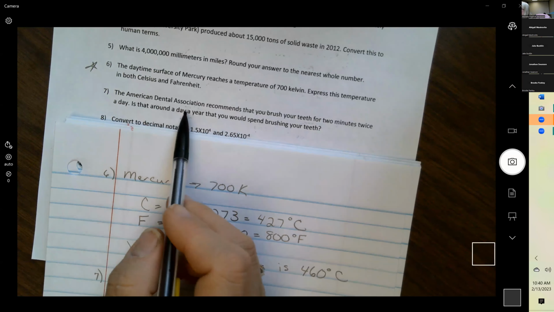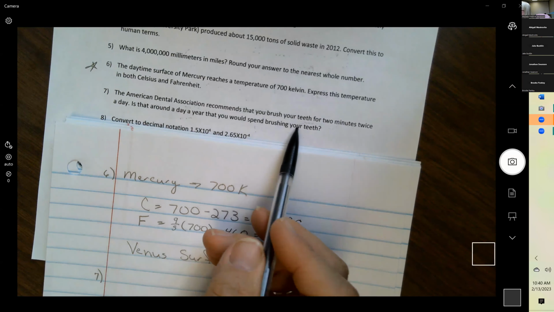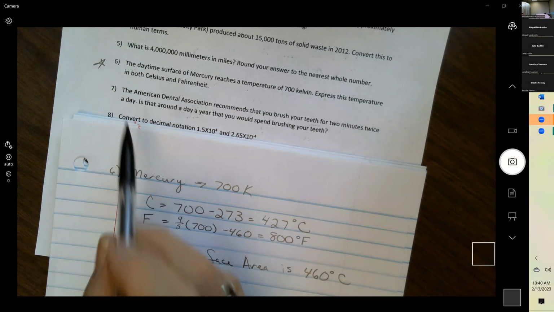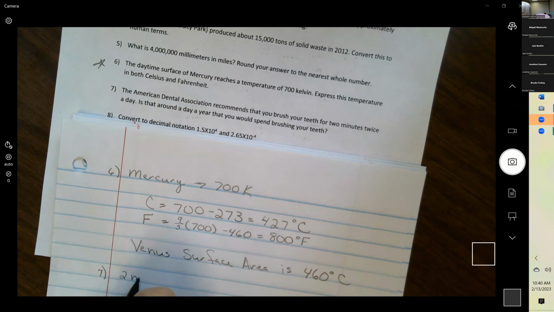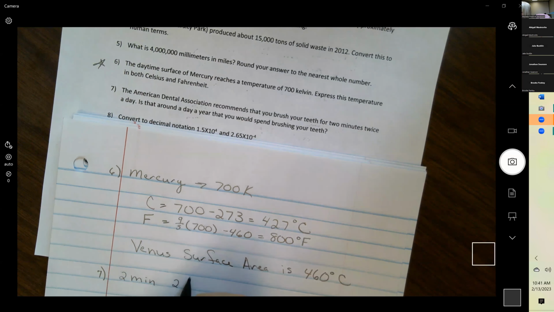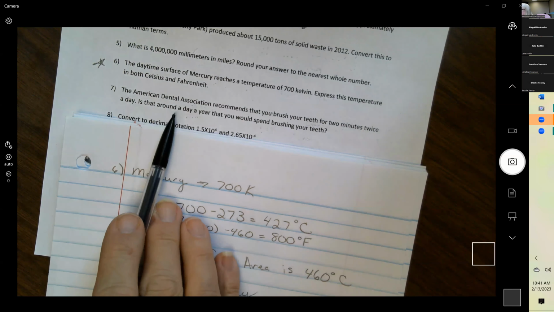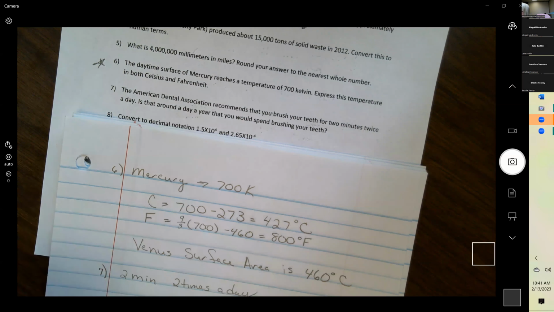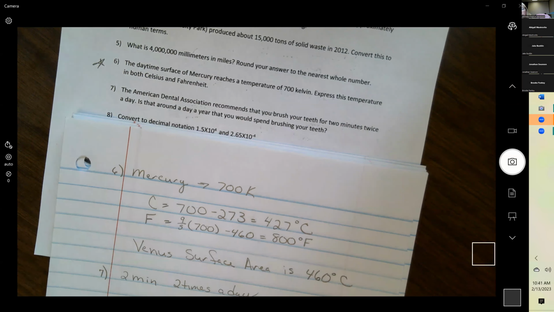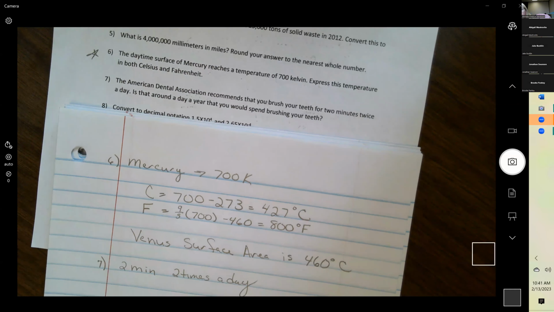The American Dental Association recommends that you brush your teeth for 2 minutes twice a day. So 2 minutes, 2 times. Is that around a day a year that you'll spend brushing your teeth? So if you follow what they say, 2 minutes twice a day, in a year, will you have brushed your teeth for an entire day? I kind of like that problem.